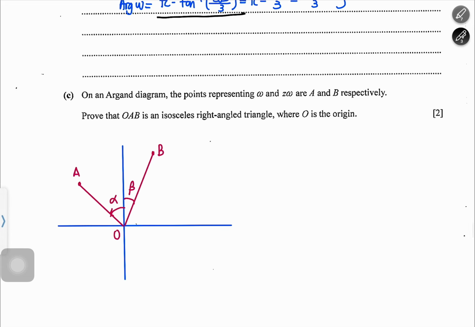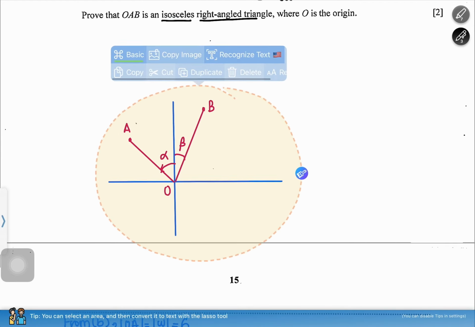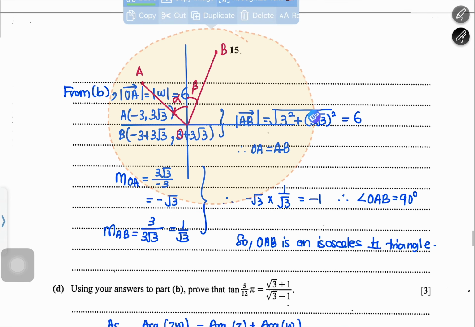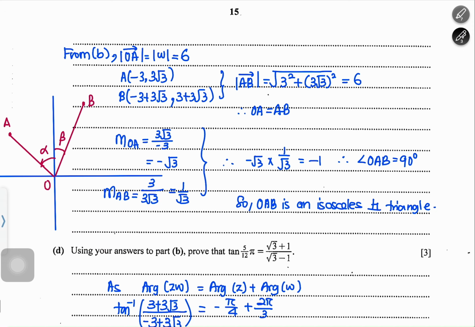The next part of the question wants me to prove the OAB is an isosceles right angle triangle. So let's see, they are indicating our W as A and the ZW as our B. So I have outlined it here, and then I'm going to use this in order to prove. Let me park it here so that you can visualize.